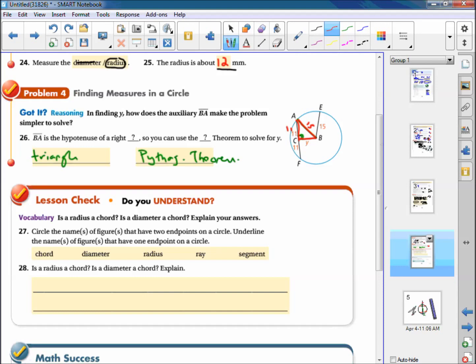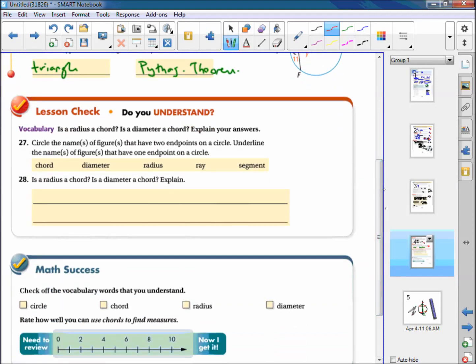All right, lesson check here. So this is a vocabulary one. Is a radius a chord? Is a diameter a chord? Explain your answers. So circle the names or figures that have 2 endpoints on a circle, and underline the names or figures that have only 1 endpoint on a circle.